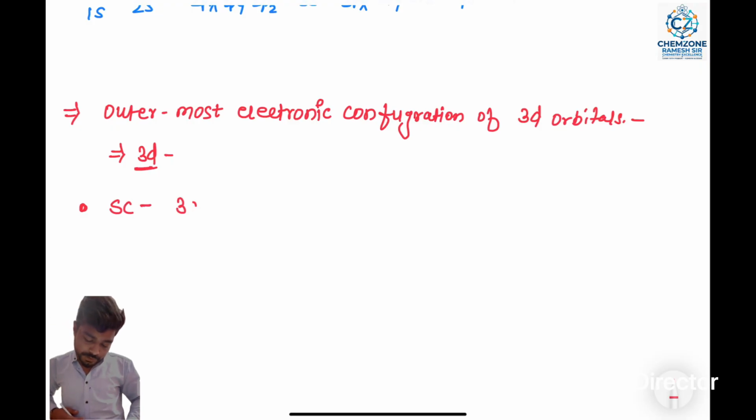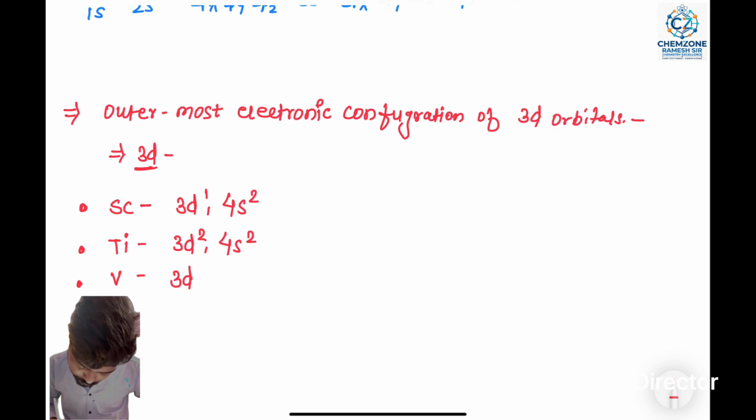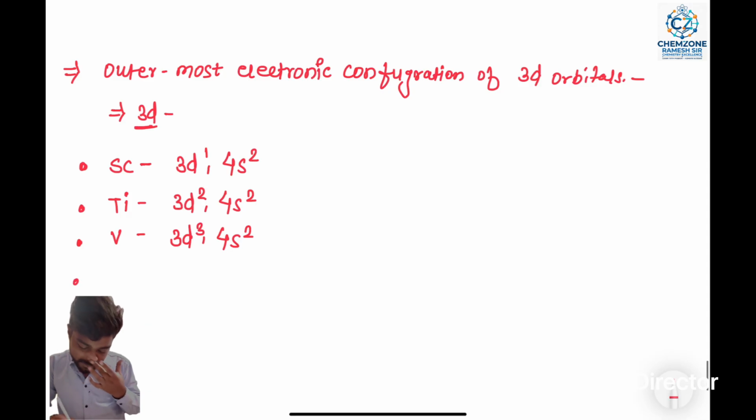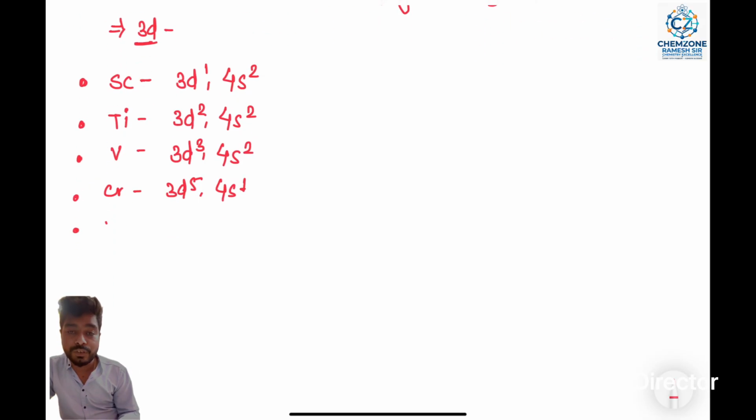Outermost means that is your 3d1, 4s2. Second one is your titanium, that is your 3d2, 4s2. Next one is your vanadium, 3d3, 4s2. Okay, then next one is your chromium. Okay, that is your exceptional case, so 3d5, 4s1 for chromium. Then next one is your manganese, and that is your 3d5, 4s2. Then next one is your iron, Fe.